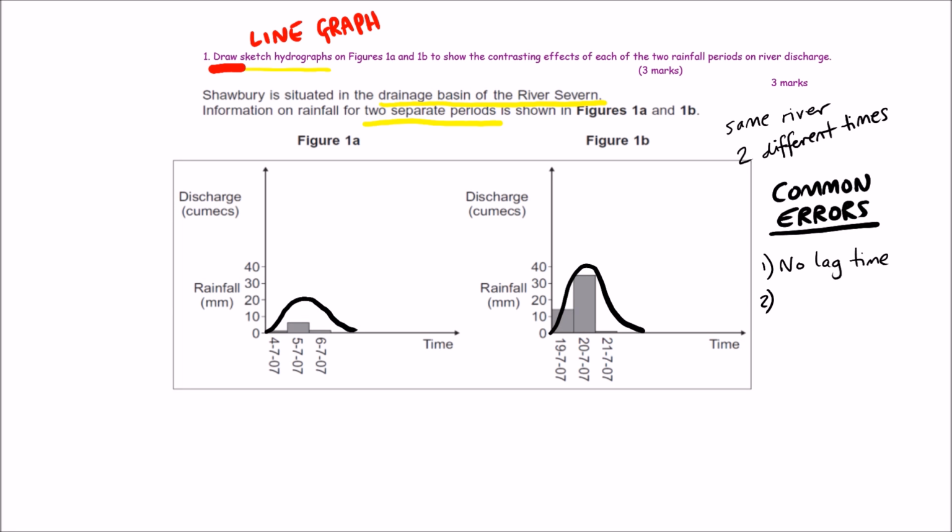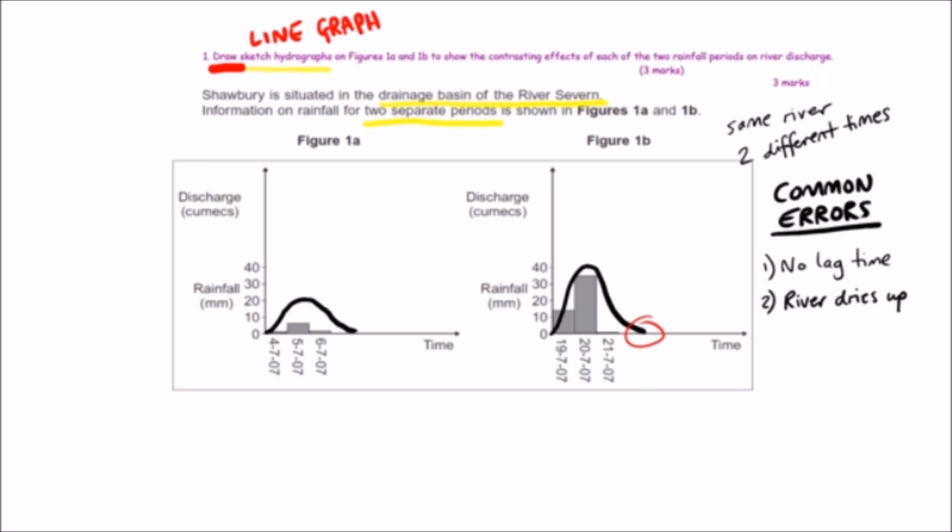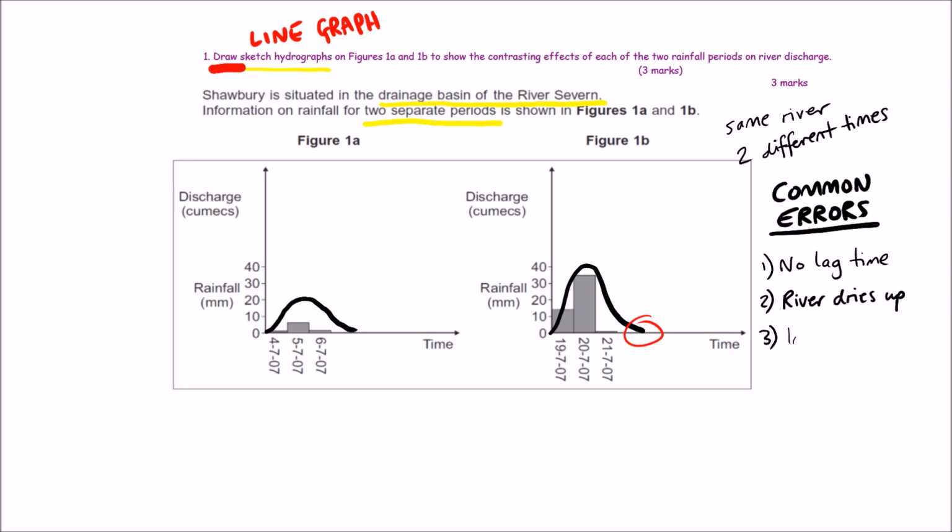The second mistake people make is that their river dries up. So by this, I mean that they start and end their hydrograph all the way at 0. This indicates that there's no water at all in their river in between rainfall periods. Now, while this might happen in a desert, remember that this is the River Severn in the UK, so that's very unlikely to happen. The third issue is inaccuracy.